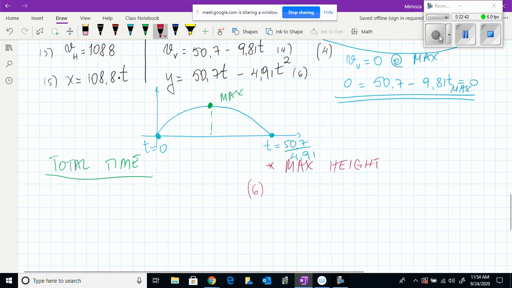And what are we substituting for time? T max or T total? T max, good. So maximum height will be 50.7 times T max, whatever was T max, minus 4.91 T max to the power of 2. And then you will have a maximum height.